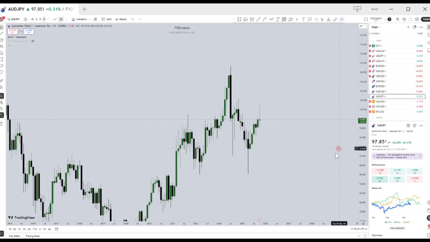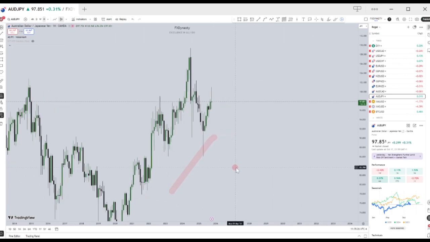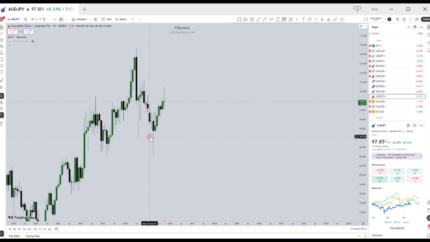AUD JPY, we can see price is moving to the upside. What we can notice is we took out this swing low here. The only fair value gap we have within this price leg is this, which has already been mitigated and it is no longer useful. The only useful aspect of this price leg is this swing high here. So if we are taking external range liquidity and there is no fair value gap, what we can do is target external range liquidity or this internal range liquidity also. But I prefer this one.